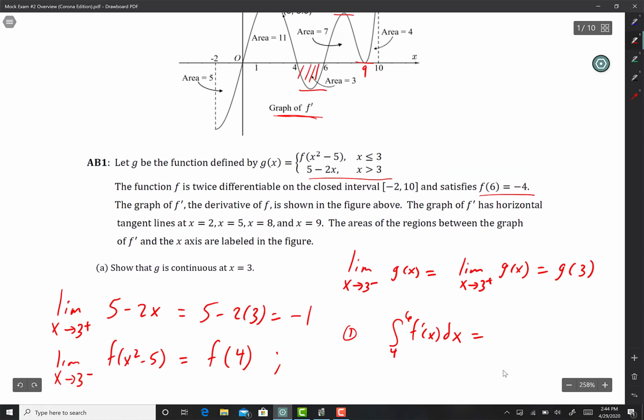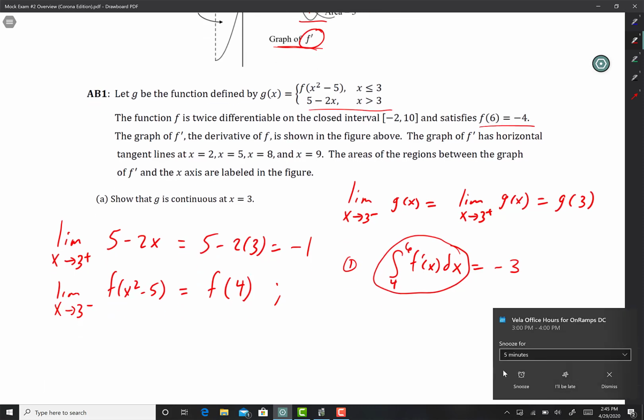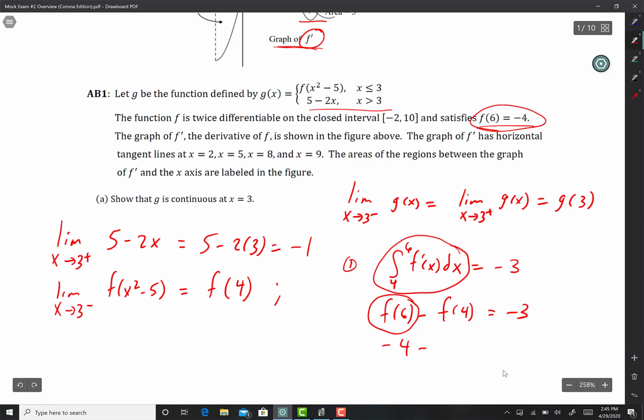This area right here, this is f prime. See, area under the curve from 4 to 6 is negative 3. Well, all this really just means is antiderivative. So I can rewrite this as f of 6 minus f of 4 equals negative 3. And I already know what f of 6 is. That's what I'm looking for, f of 4. F of 6 is negative 4. So negative 4 minus f of 4 equals negative 3.